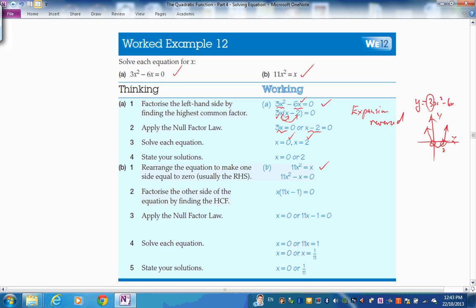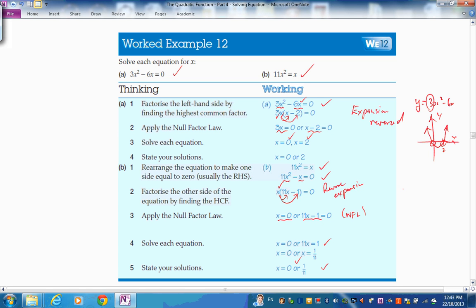We don't know how to do it unless there's 0 on the right, because we want to use the Null Factor Law. So subtract x from both sides equals 0, and then what goes into both of these terms is an x. And what do you multiply x by to get 11x squared? It's 11x. What do you multiply x by to get neg x? It's neg 1. So reverse the idea of expansion. Package it up. Why? Because then we can say either x is 0 or 11x take 1 is 0, by the Null Factor Law. So 11x equals 1 or x equals 1/11th, x equals 0.